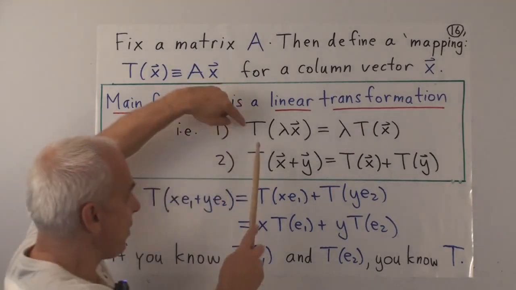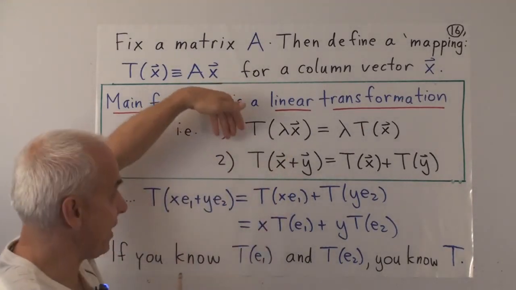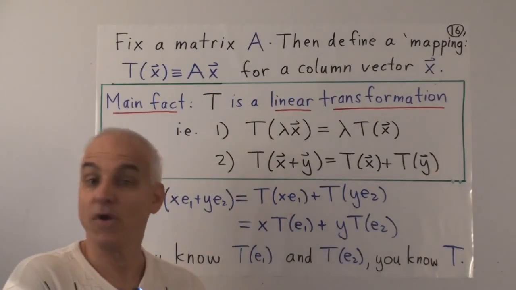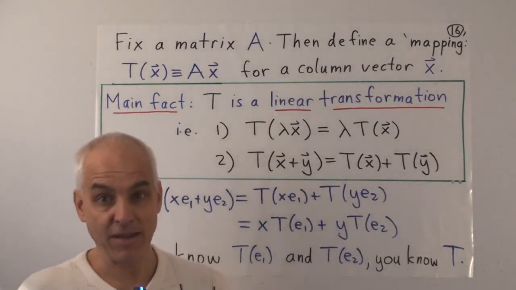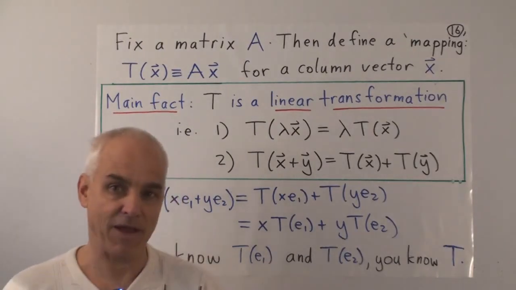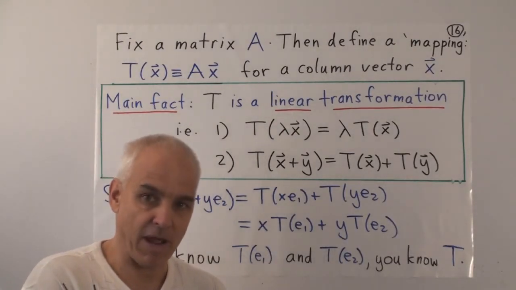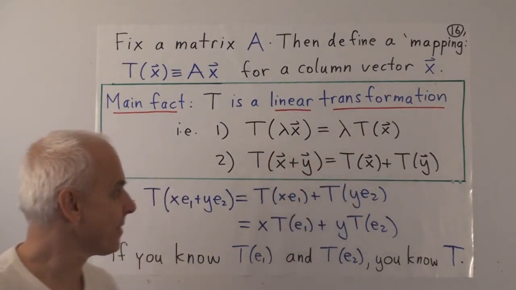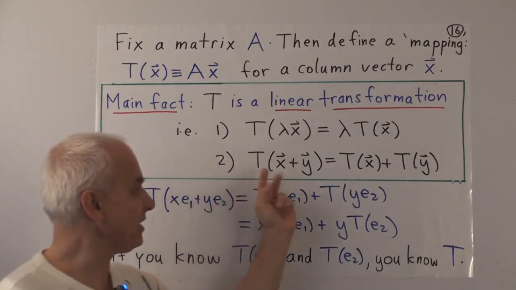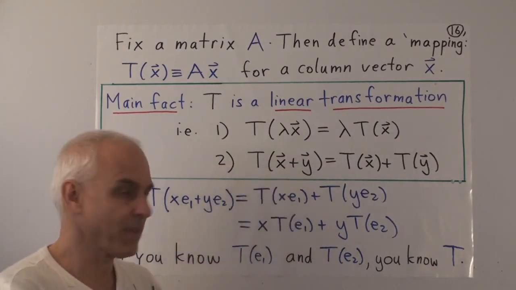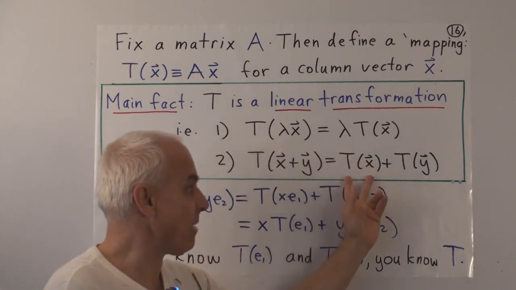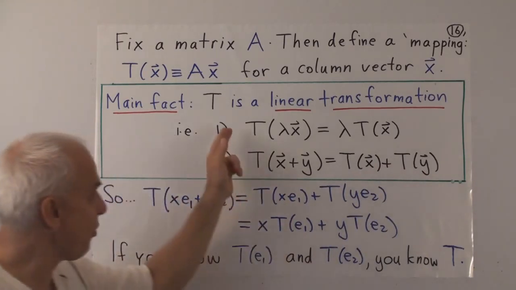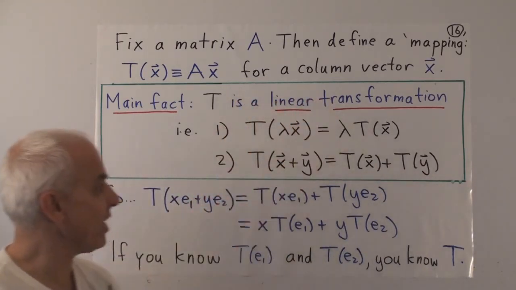First of all, if we multiply x by lambda and then apply T, we get lambda times T of x. So if you scale the input by, say, 3, then the output is also scaled by 3. If you scale the input by minus a half, then the output is scaled by minus a half, and so on. And the second property is that if you apply T to a sum of two vectors, then what you get is the sum of T of x and T of y. So these two important properties define what we mean by a linear transformation.